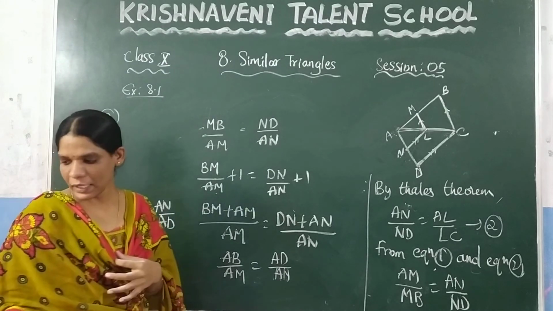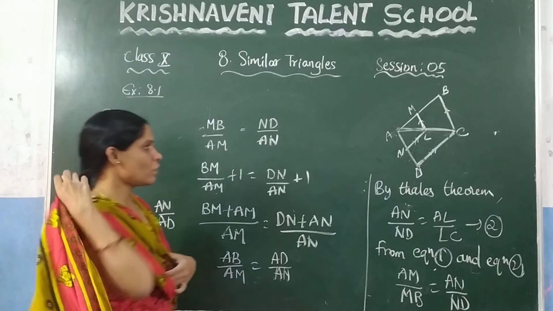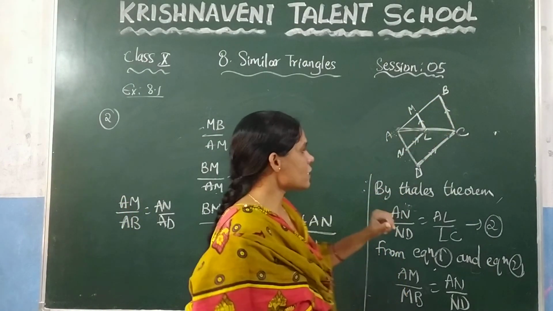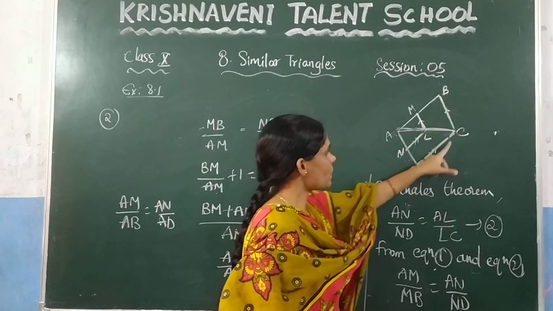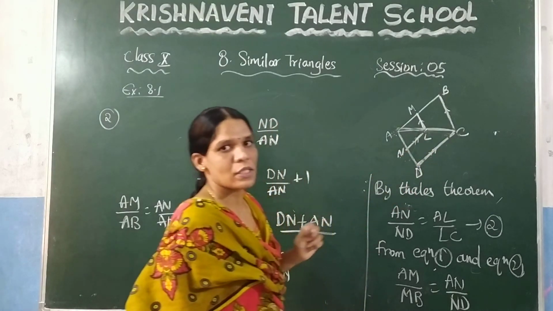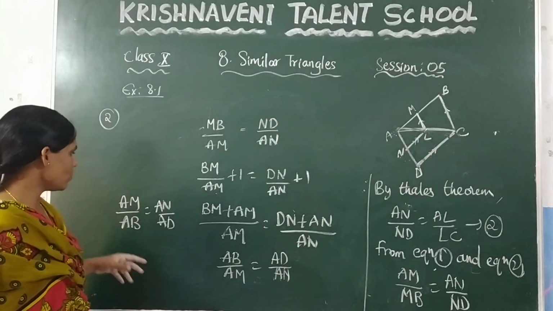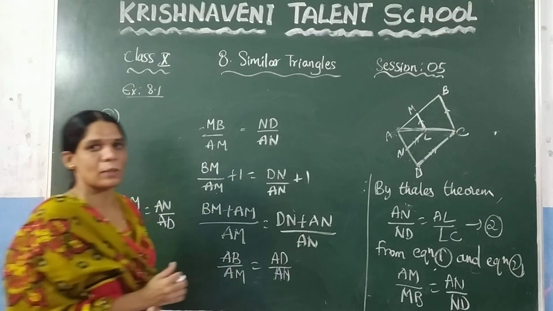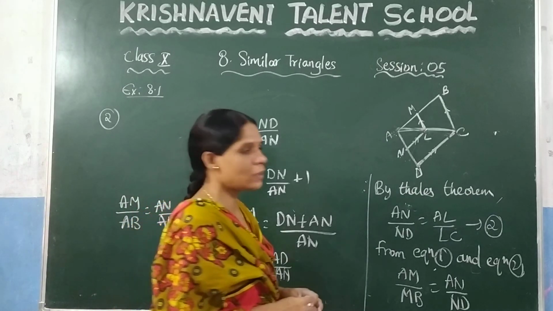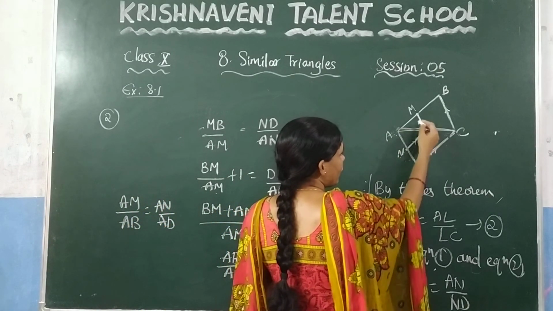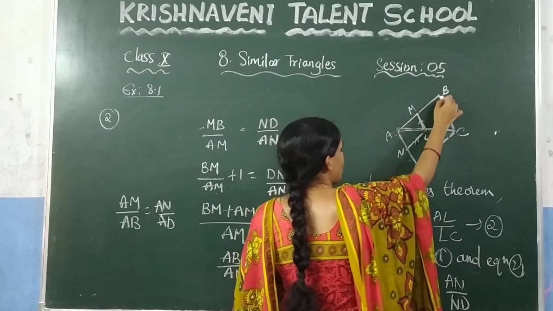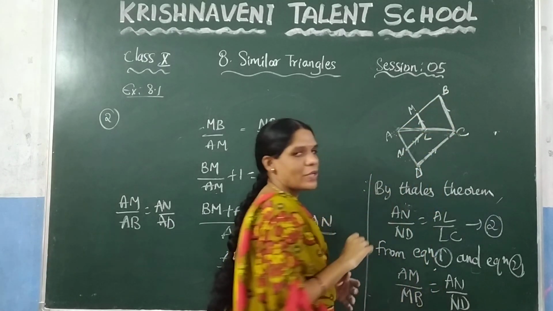So again I am explaining this question. Here what they have given in the question is LM is parallel to BC, and similarly LM is parallel to DC. Based on this, you need to prove AM by AB is equal to AN by AD. So we are applying the basic proportionality theorem. By that theorem, since these two lines are parallel, you can write AM by MB is equal to AL by LC. This is the first equation.